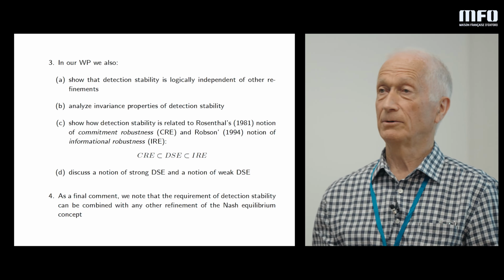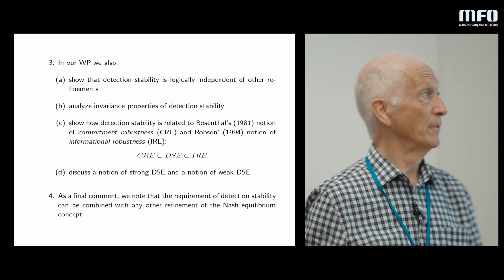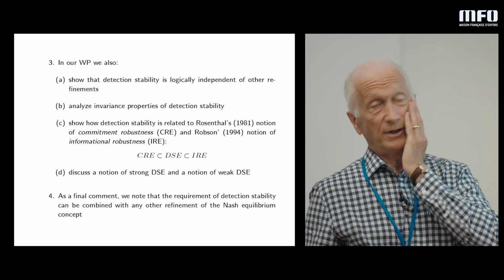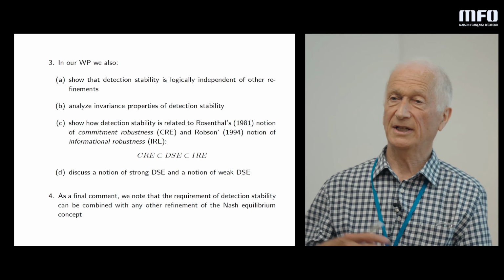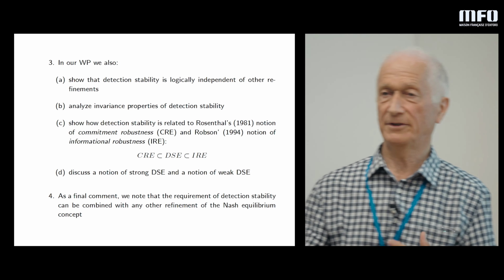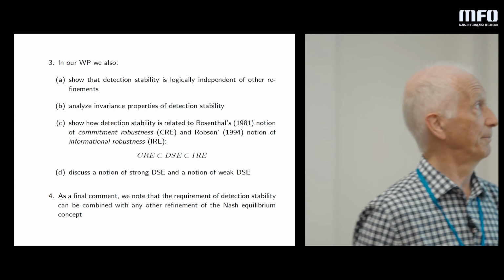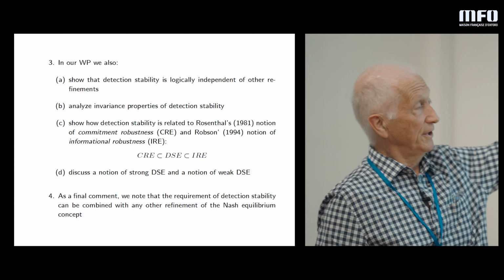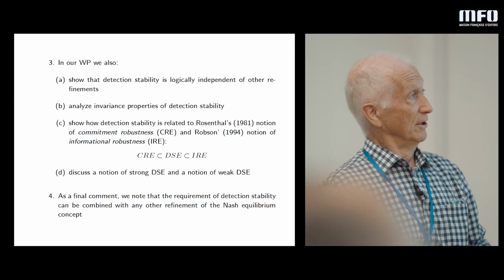So there are several ways one can go about this. There was so little done here, so we thought we wanted to sort out the basic things first. What we do more, and I didn't talk about it here, is look at the invariance properties. If two games have the same best reply correspondence, do they have the same set of detection stable equilibria? No, and so forth. So invariance properties, and we show the relationship to Rosenthal's notion and also to Robson's notion.